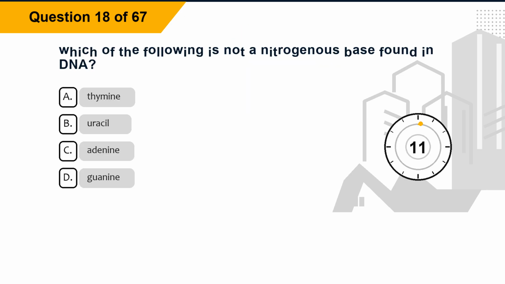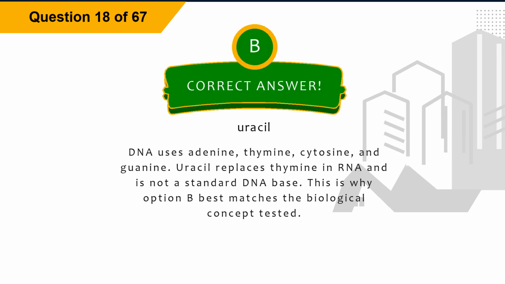Question 18. Which of the following is not a nitrogenous base found in DNA? Option A, thymine. Option B, uracil. Option C, adenine. Option D, guanine. The correct answer is option B, uracil. Explanation. DNA uses adenine, thymine, cytosine, and guanine. Uracil replaces thymine in RNA and is not a standard DNA base. This is why option B best matches the biological concept tested.